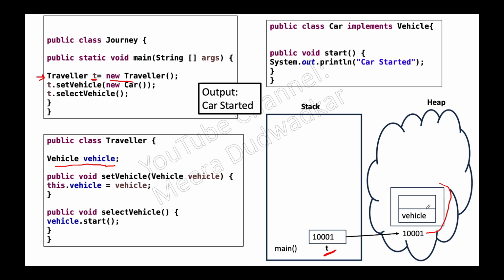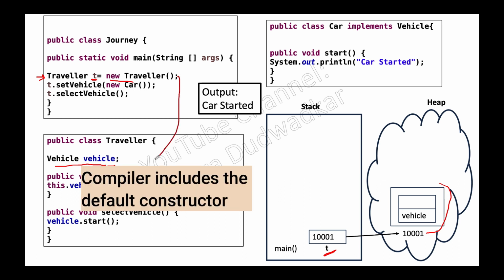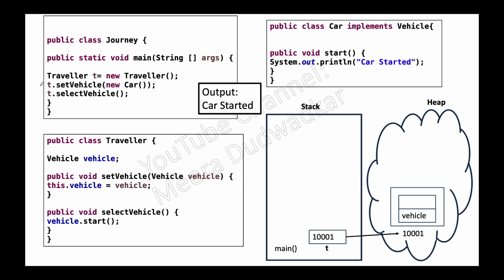Now when the object is created, it gives a call to the constructor. So from here, a call to the constructor is given. Here we haven't written a constructor, that's why compiler will include default constructor and that default constructor will be executed and the control comes back. The next line is a method call t.setVehicle. We are calling setVehicle on object t and passing car object to setVehicle method.